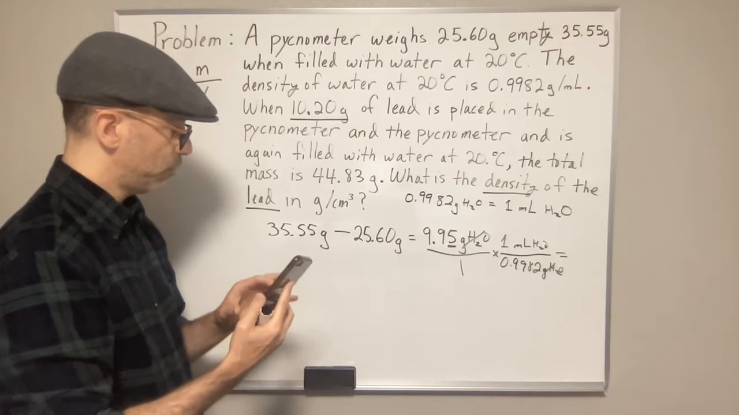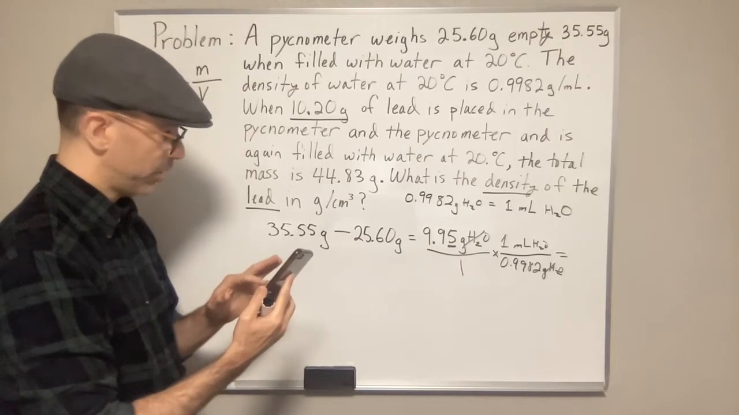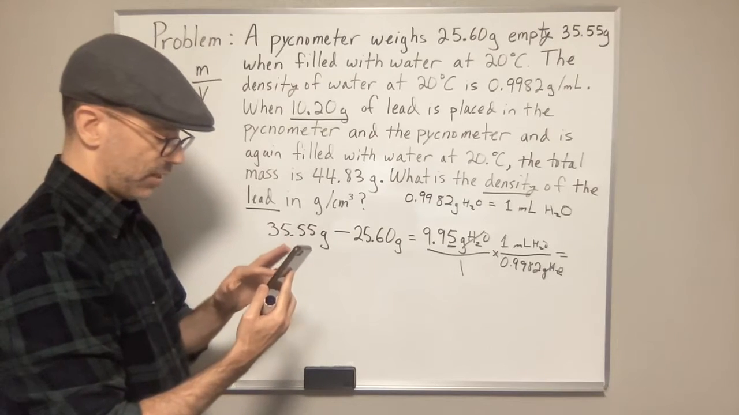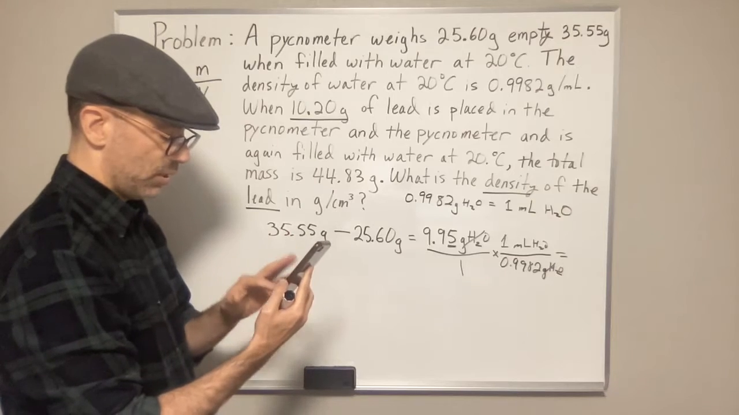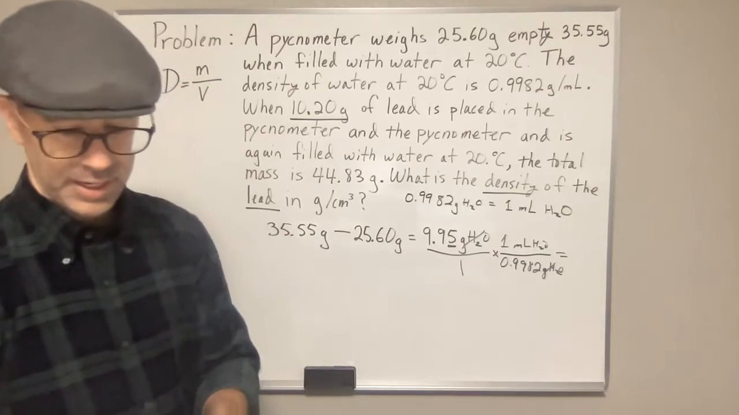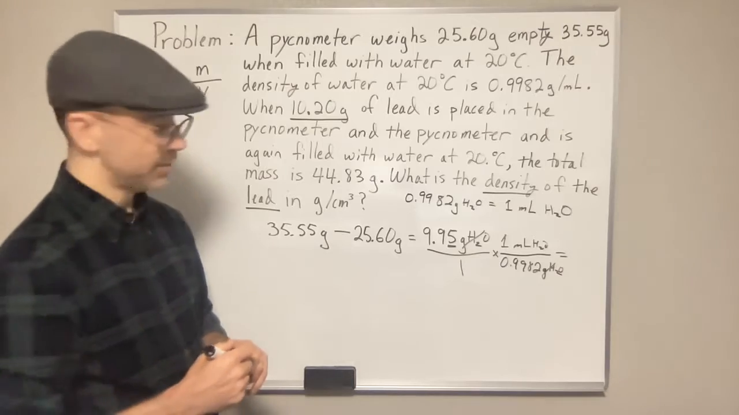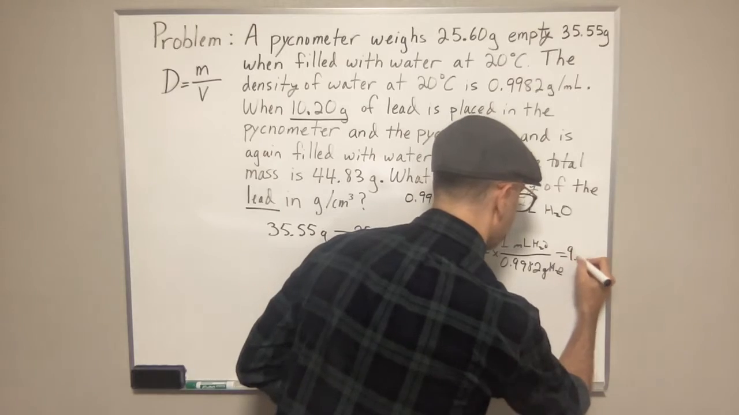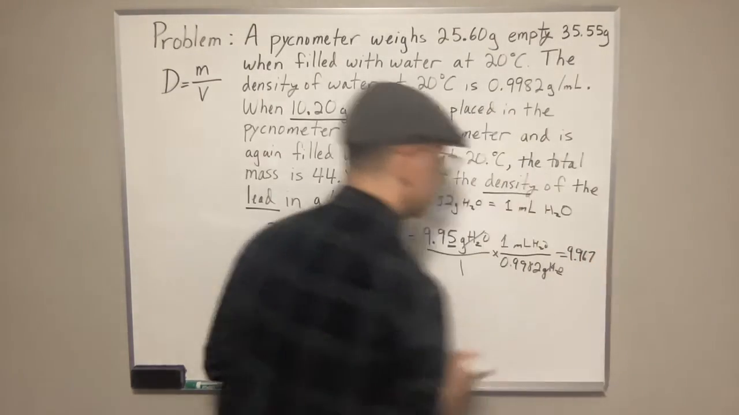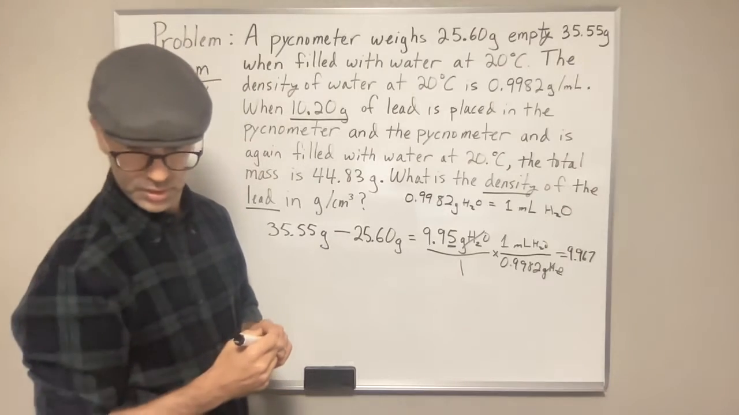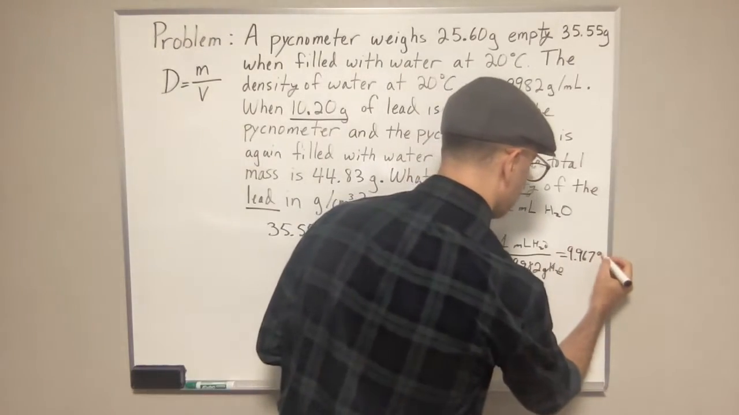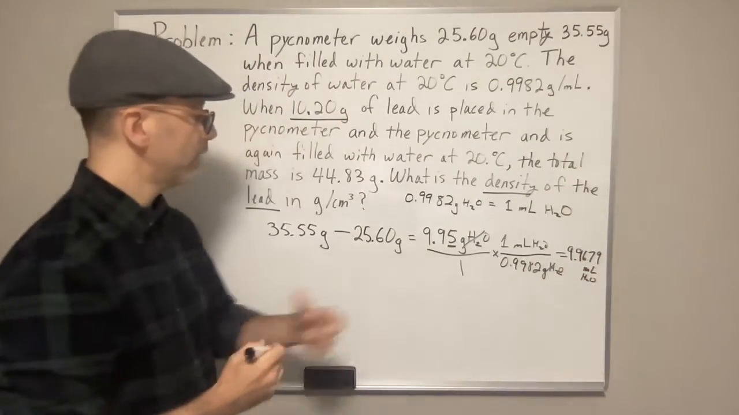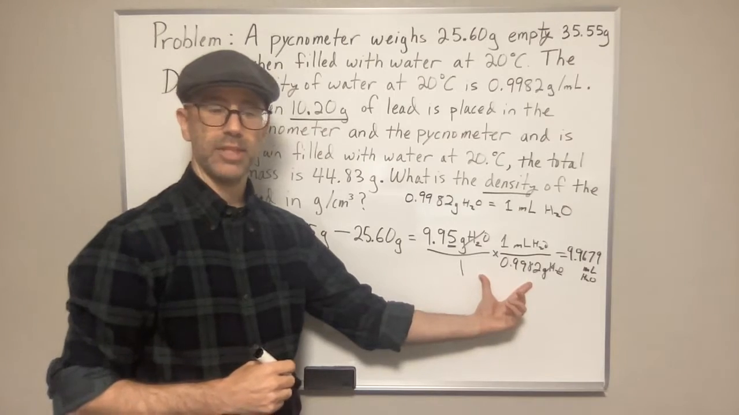So if I do this calculation, I got 9.95 divided by 0.9982 equals, and I get 9.967. Let me put another digit in there. 9.967 milliliters of water. Now, again, I need to keep track of sig figs.